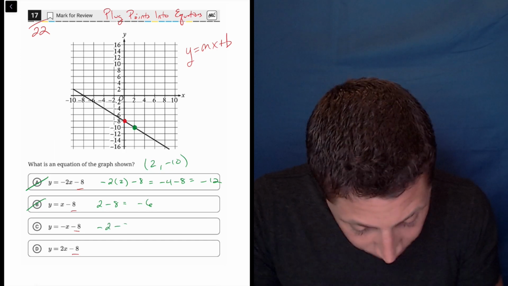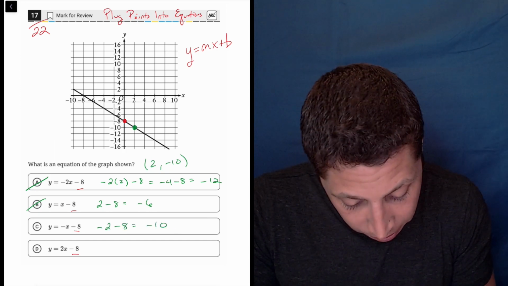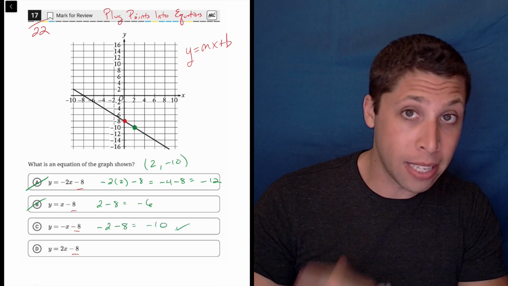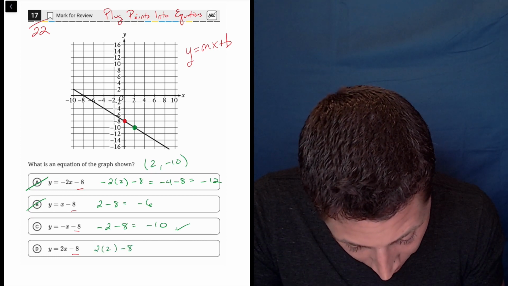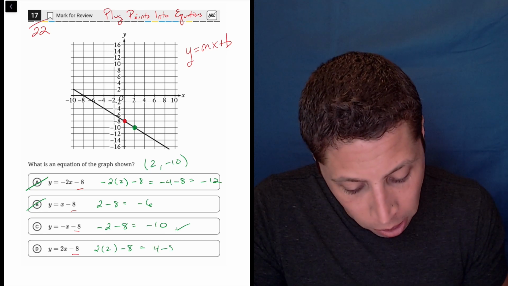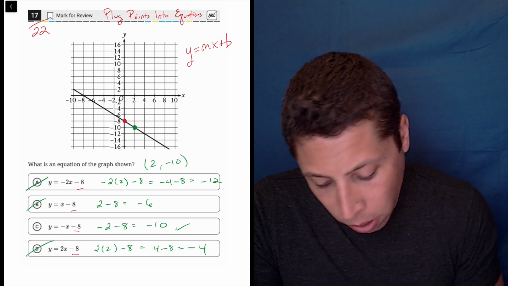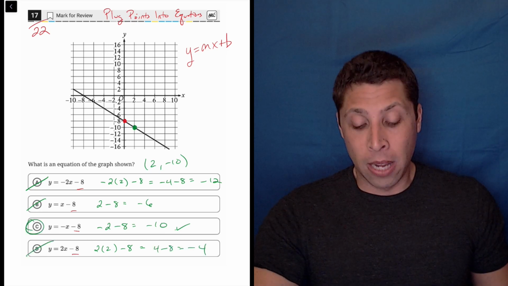And then this would be -2 minus 8, well, that's -10, so that seems good, but I need to check D. It's possible that multiple answers work. Let's take a look. 2 times 2 minus 8, 2 times 2 is 4, 4 minus 8 is -4, wrong. And so C is the answer.